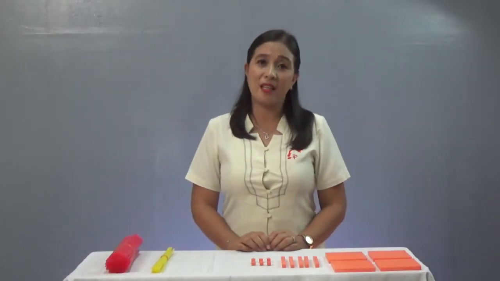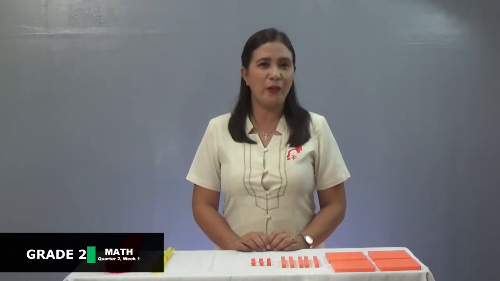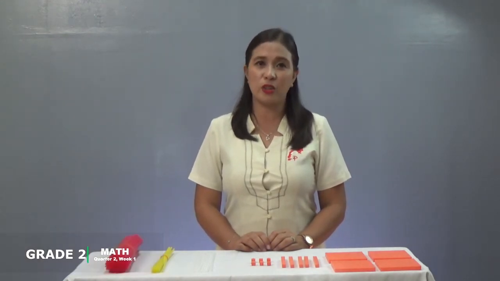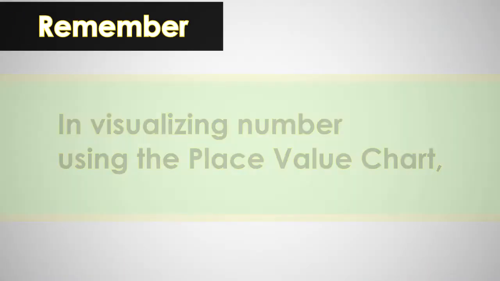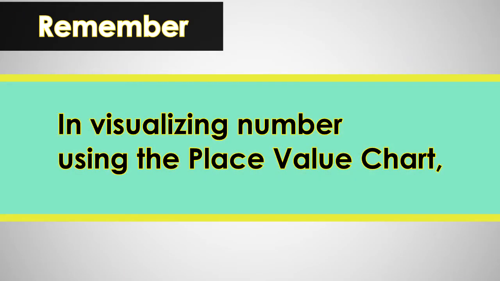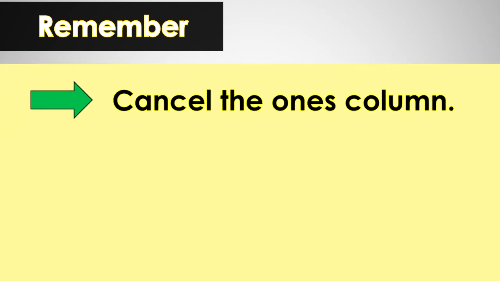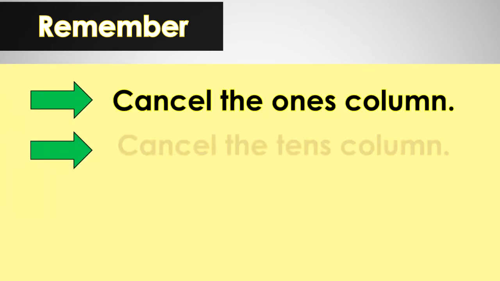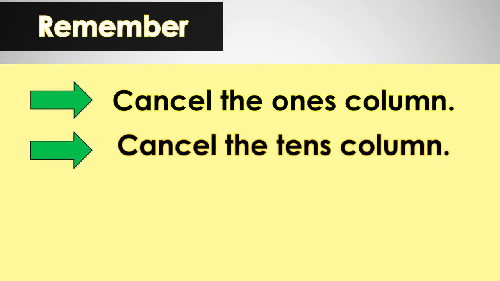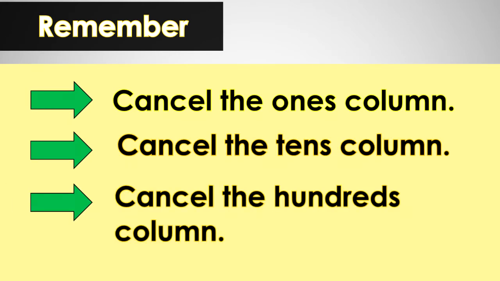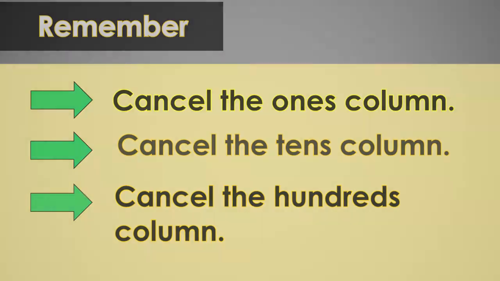Using flats, longs, and ones really made our subtraction without regrouping easier. Remember, in visualizing numbers using the place value chart, first, cancel the ones column. Next, the tens column. And the last is the hundreds column.